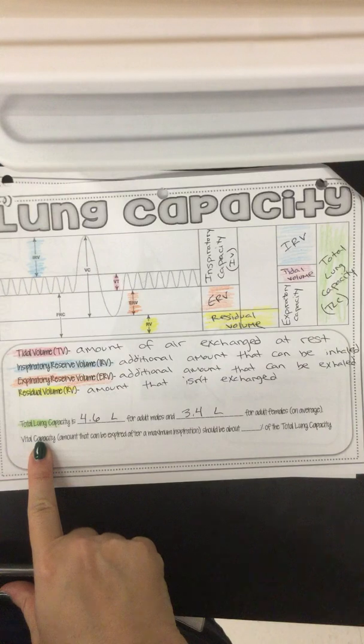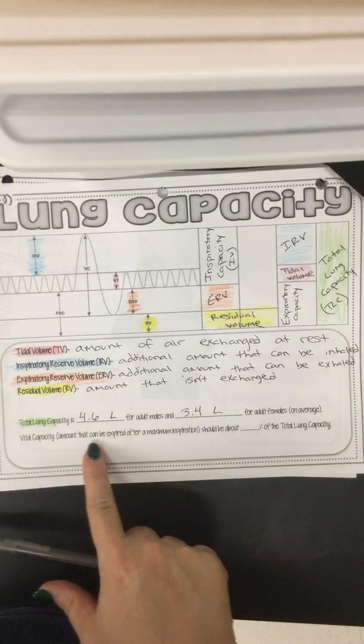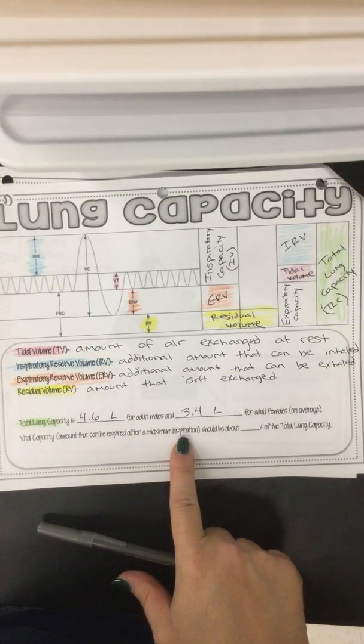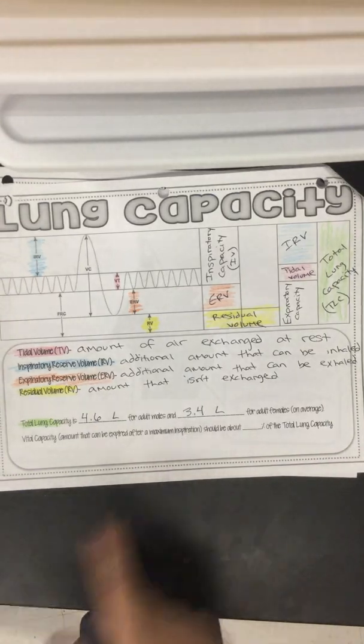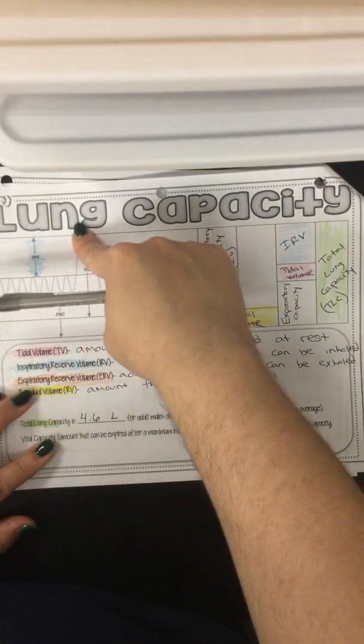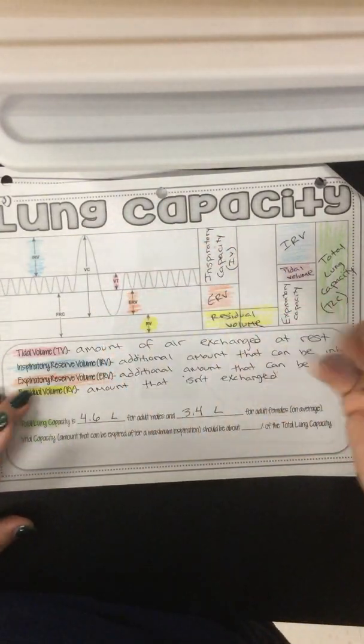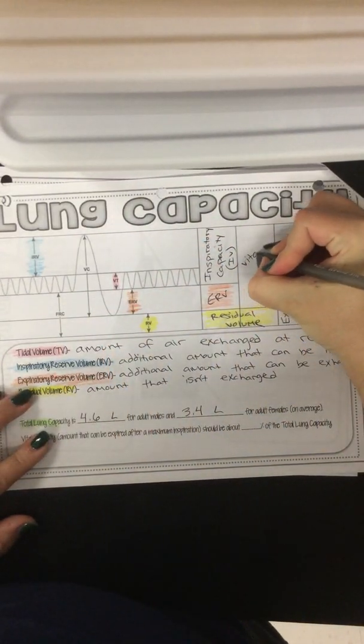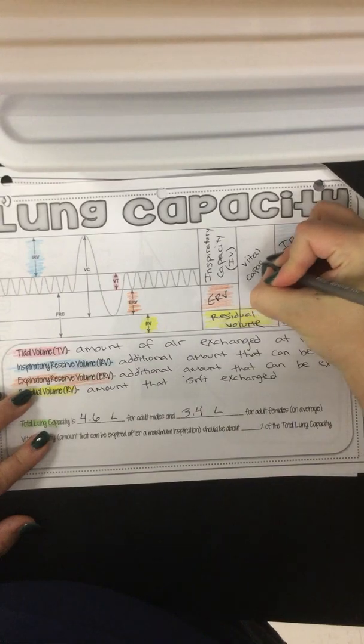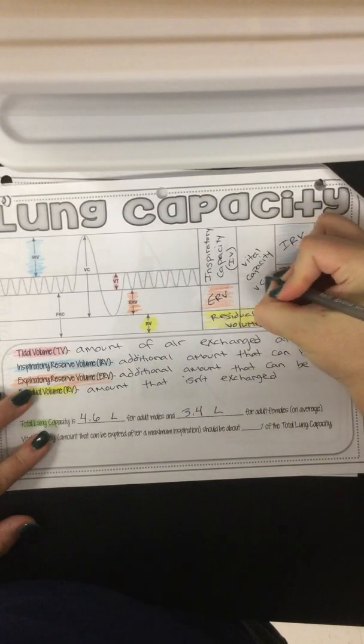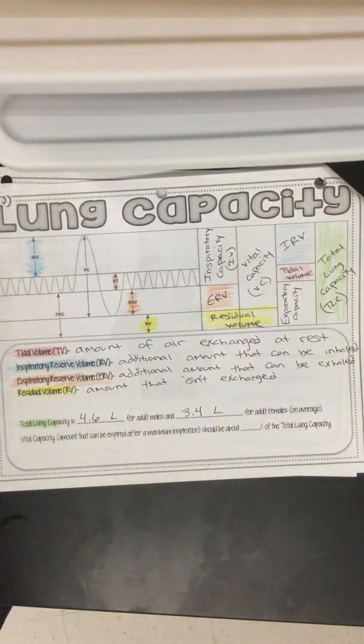Last one is vital capacity. It defines it here: amount that can be expired after maximum expiration. So it's kind of this big wave, the really big inhale and the really big exhale all together is the vital capacity. Or VC. I'm going to make it purple.